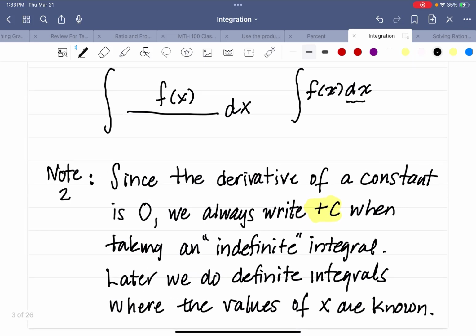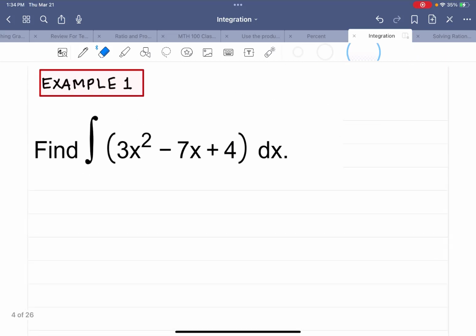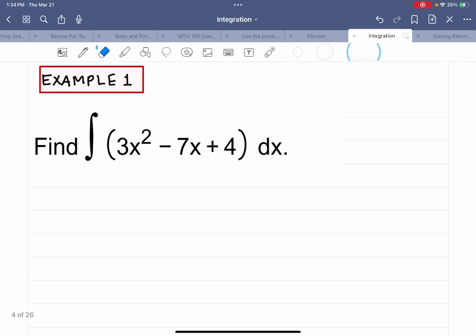Since the derivative of a constant is always 0, we always write plus c when taking what's called an indefinite integral. Now later we'll do this thing called a definite integral where we are given the values of x. So the values of x are known. But when we're doing an indefinite integral, we don't know the values of our variable and we'll have to write plus c every time. So let's do example 1.